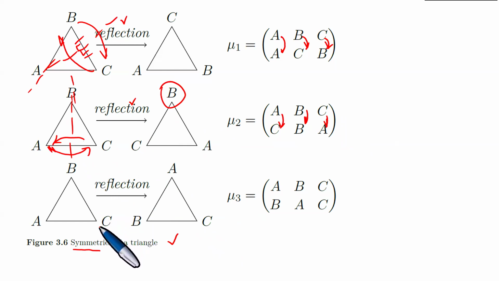Let us check this one here. Which one is fixed now? We're able to see that C is fixed, but A goes to B and B goes to A. And so this is the one.